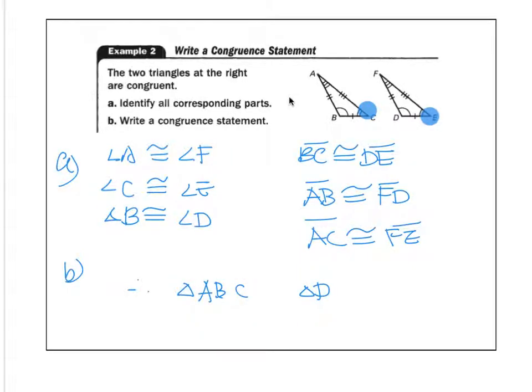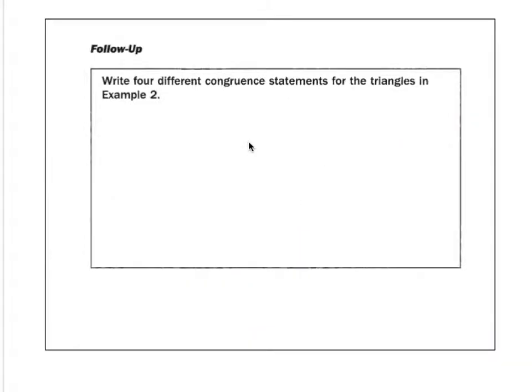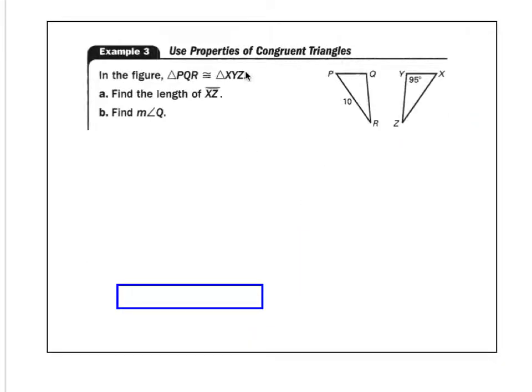Oops. Let me just erase this part. So triangle ABC and triangle FDE are congruent. So that's my congruence statement. Triangle ABC and triangle FDE are congruent. Again, make sure that you finish your own summaries before you move on.